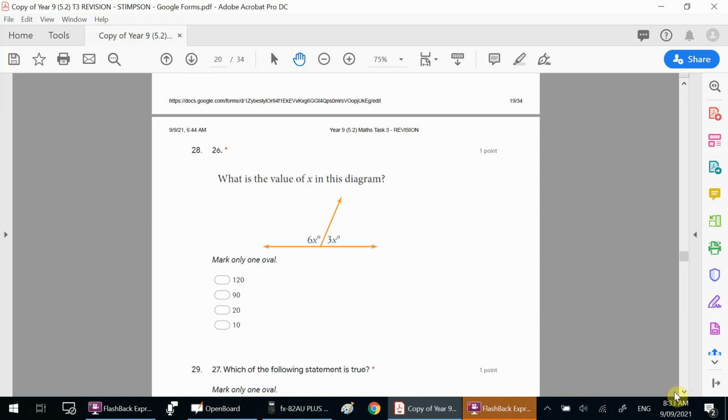Value of x in the diagram. Okay, so we've got adjacent angles, and they look like they're supplementary. So equals 180 for the straight line. We've got a 6x plus a 3x. Okay, that's 9x equals 180. Those two angles added equals 180. 6x and 3x is 9x. Divide by 9. That's 20. X is 20.